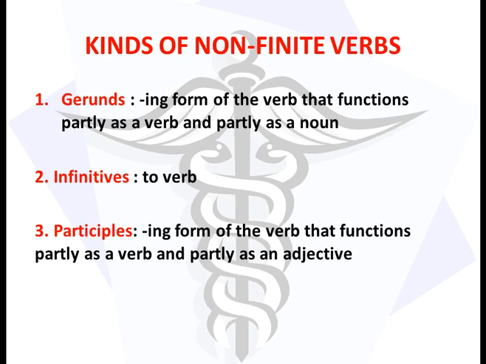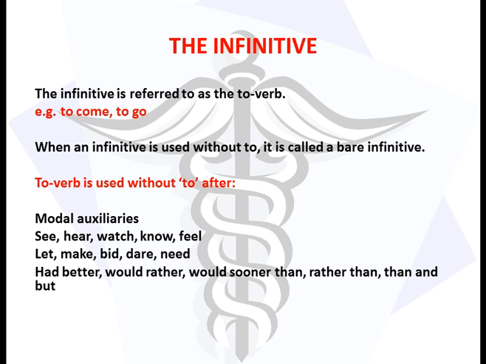Kinds of non-finite verbs. There are three kinds of non-finite verbs. They are called gerunds, infinitives and participles. Gerunds. What are gerunds? Ing form of the verb that functions partly as a verb and partly as a noun. Infinitives. Infinitives are to plus verb. Participles. Participles are also ing form of the verb that functions partly as a verb and partly as an adjective. So, now we will discuss the kinds of non-finite verbs in detail.